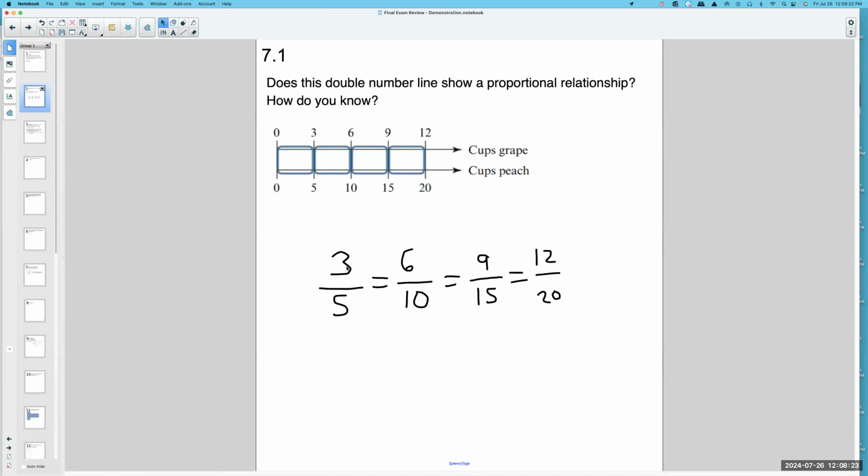And you can also write it as 3 over 5 equals 6 over 10 equals 9 over 15. All of these fractions reduce back to 3 over 5, or 0.6 if you were to divide them out. So that's how I know it's proportional, because the fractions all reduce to 3 over 5, or the cups of grape go up by 3s and the cups of peach go up by 5s, and it's consistent. However you want to explain it, but those are some of the different ways you can do that.